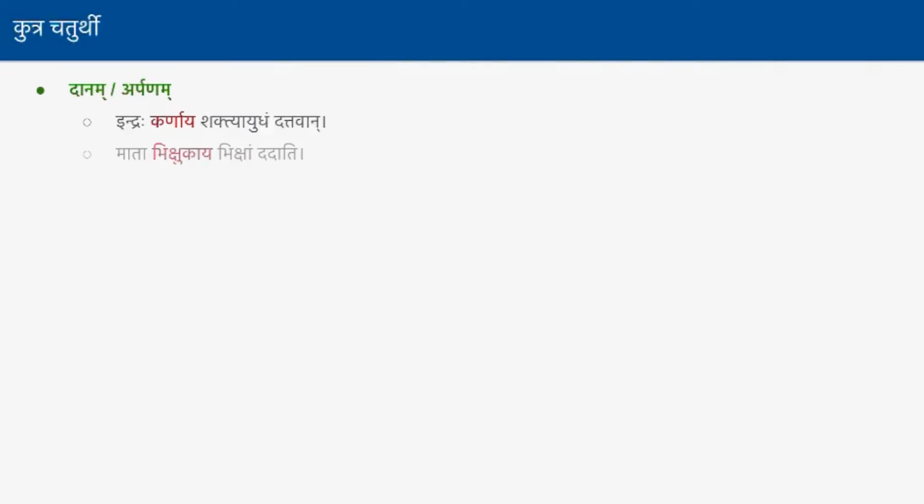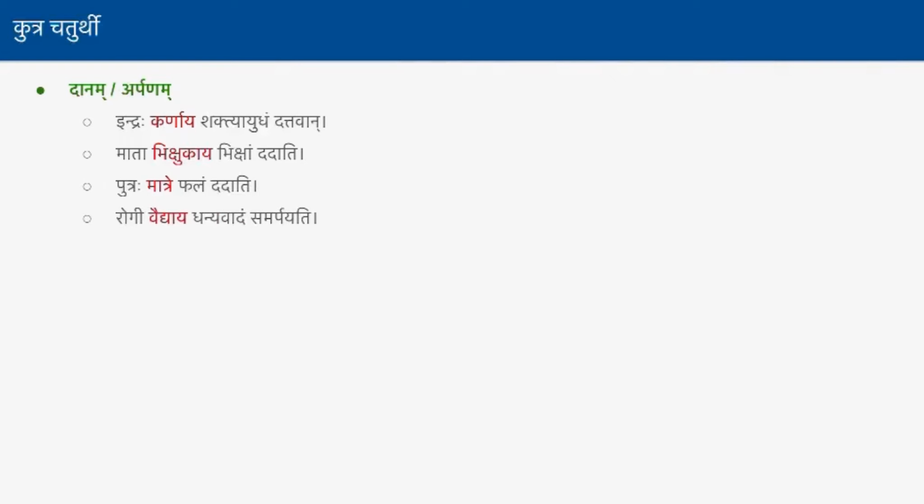Another example is Mata Bhikshukaya Bhiksham Dadati. Mata gives alms to the beggar. The beggar is the receiver of that alms, so he gets the Chaturthi form. And similarly, Putraha Matre Phalam Dadati. Putra gives fruit to Mata. As Mata is the receiver of the fruit, she gets the Chaturthi form. So Putraha Matre Phalam Dadati.